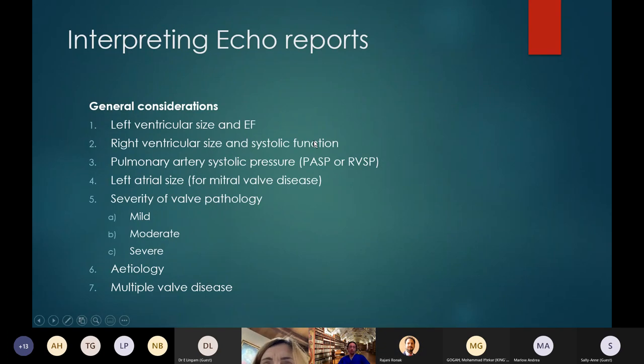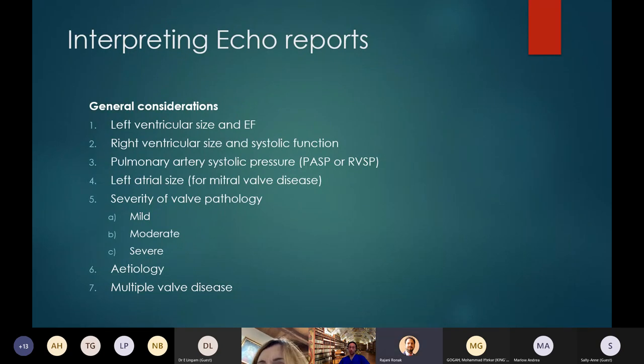The general things you need to consider when you look at an echo report of someone who has valve disease are summarized in this slide. Number one, in my view, is the left ventricular size and ejection fraction. That gives you an idea how the heart is coping with a valve problem, and that mainly refers to aortic and mitral valve pathology. What determines the management of this patient has to do mainly with the response of the left ventricle, in terms of size and ejection fraction, and whether it can still compensate or not.